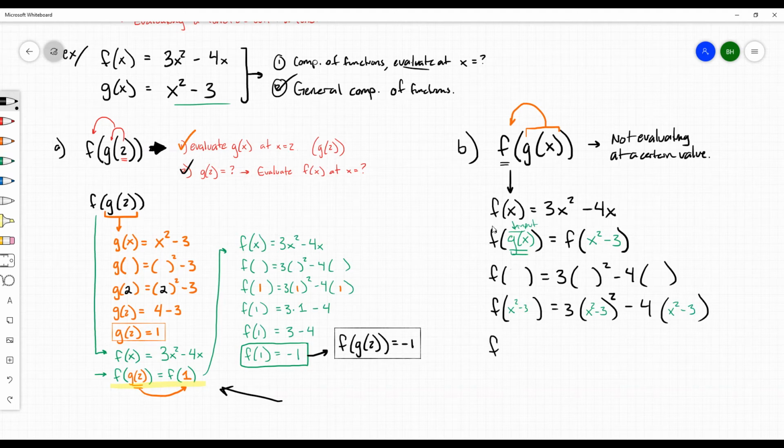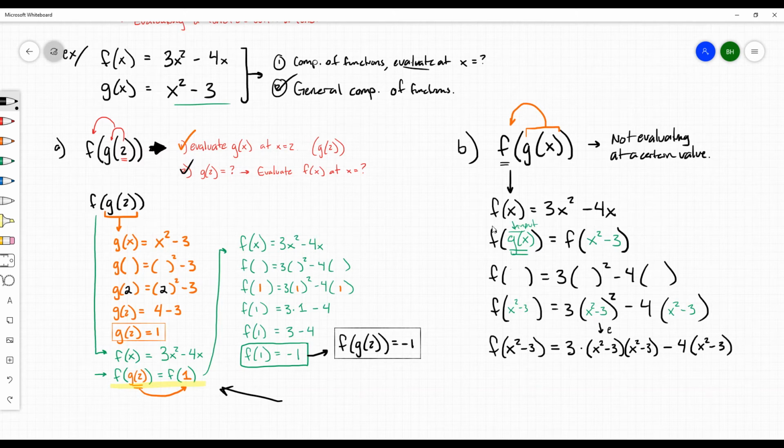So then you can simplify. This is the same as f of x squared minus 3, which equals 3 times. I'm going to expand this just so we can see what's actually happening. We had (x squared minus 3) times (x squared minus 3) minus 4 times (x squared minus 3).